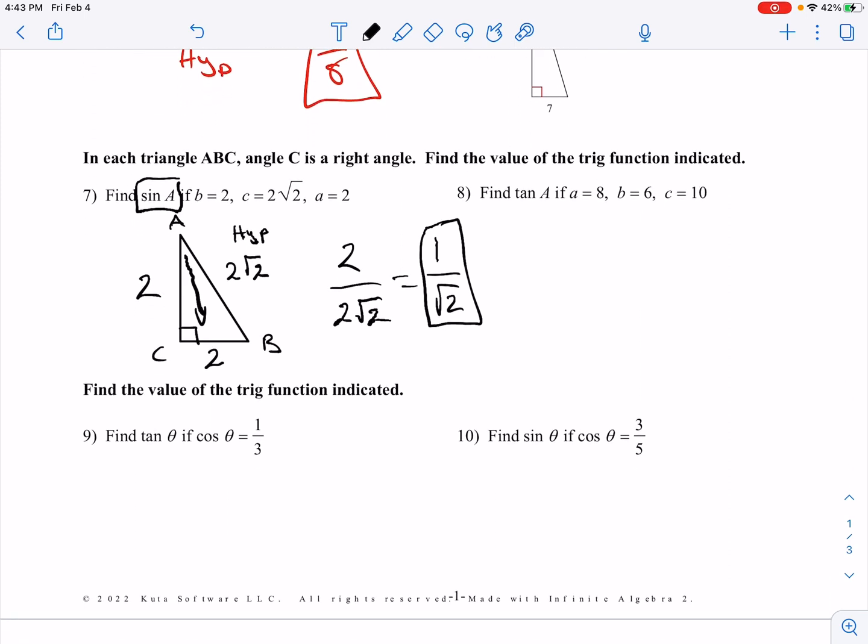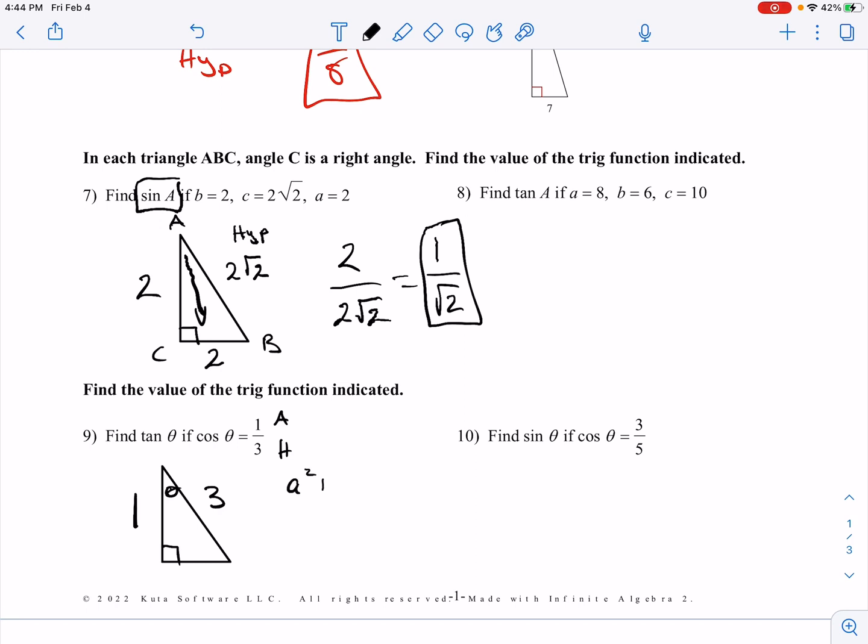For number 9, we're given a right triangle. Theta can go at either of the angles that are not the 90. Since this is saying cosine is 1/3, and cosine is adjacent over hypotenuse, my adjacent side is 1, my hypotenuse is 3. We do the Pythagorean theorem to find the third side.